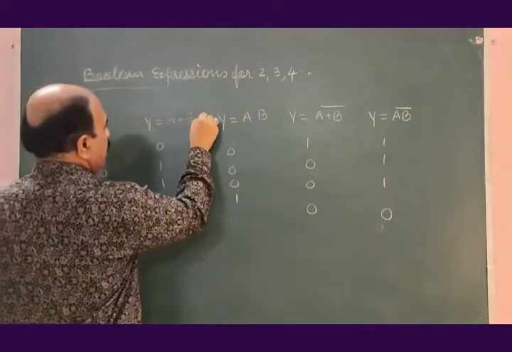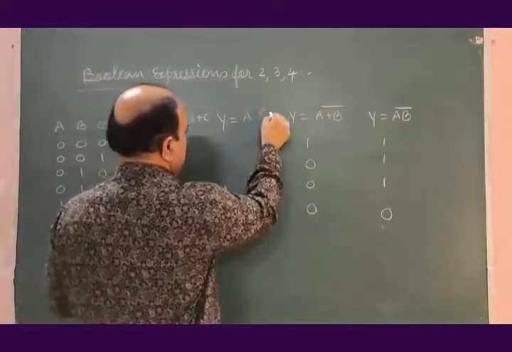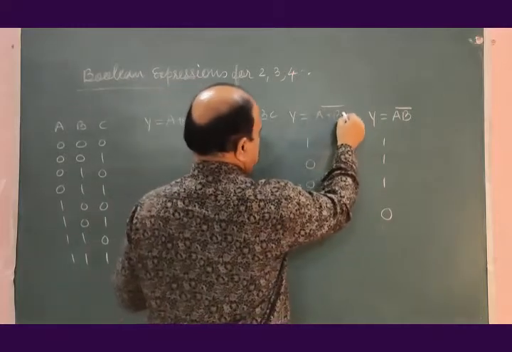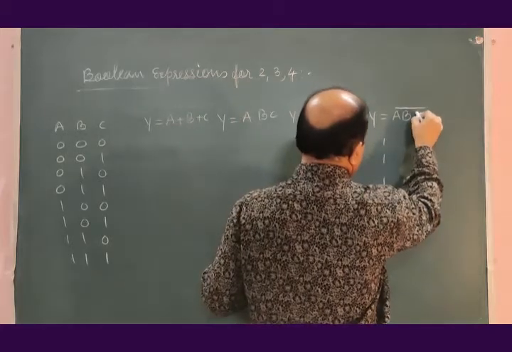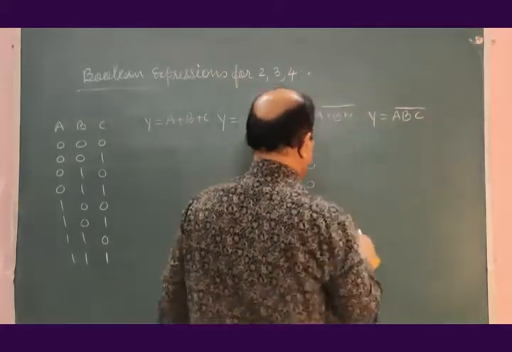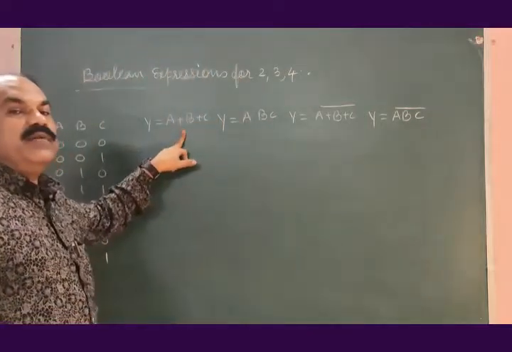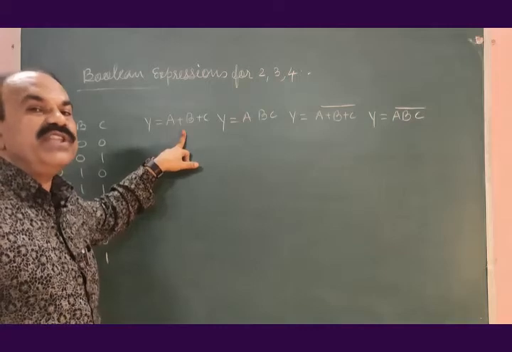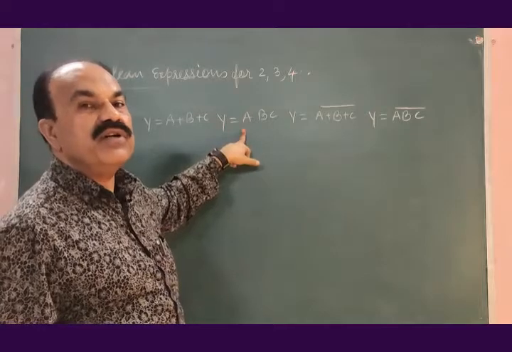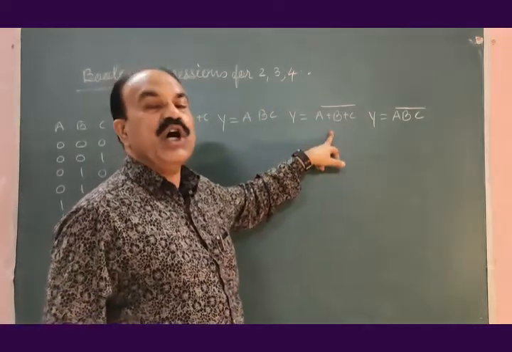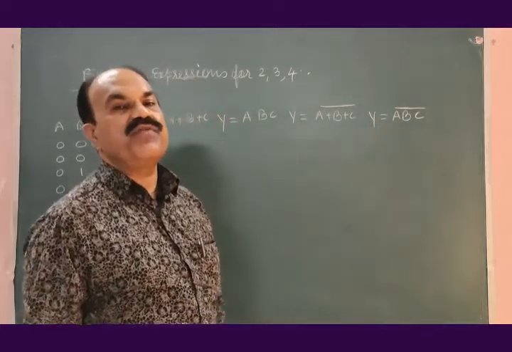This will be A or B or C. This will be A and B and C. This will be A or B or C whole bar. This will be A and B and C whole bar. This is the Boolean expression for ORing of three inputs. This is AND operation for three inputs. This is NOR operation for three inputs. This is NAND operation for three inputs.